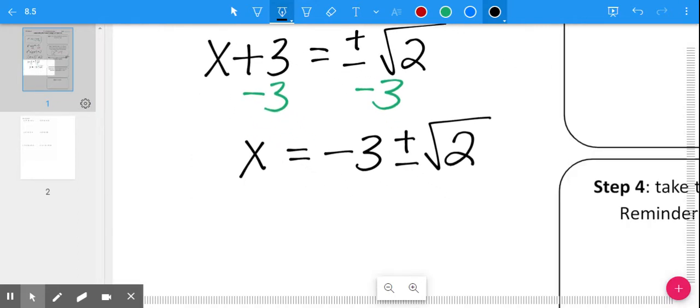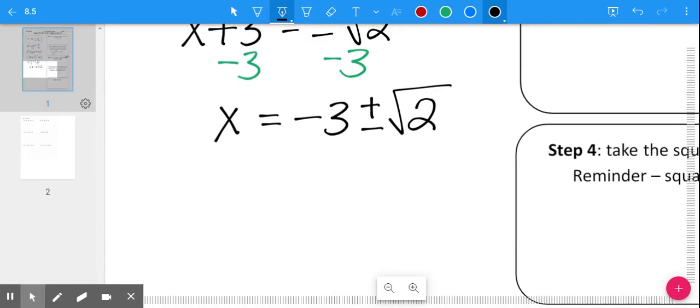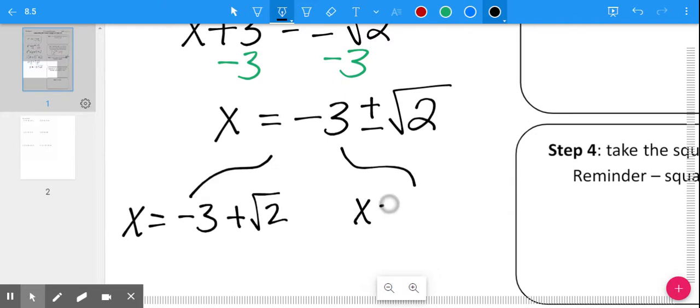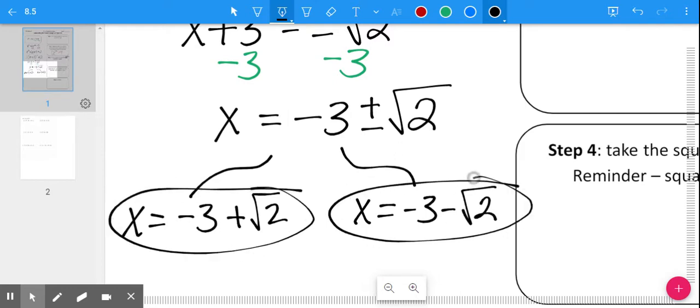And that's your solution. If you wanted to break it down a little bit further to separate the plus or minus, what that's really saying is you either have x equals negative 3 plus the square root of 2, or x equals negative 3 minus the square root of 2. So those are your two solutions for this quadratic equation. What that means, just like we talked about in a previous lesson, is your solutions are your x-intercepts, your roots, your zeros. So these are the 2 points at which your line would pass through the x-axis.